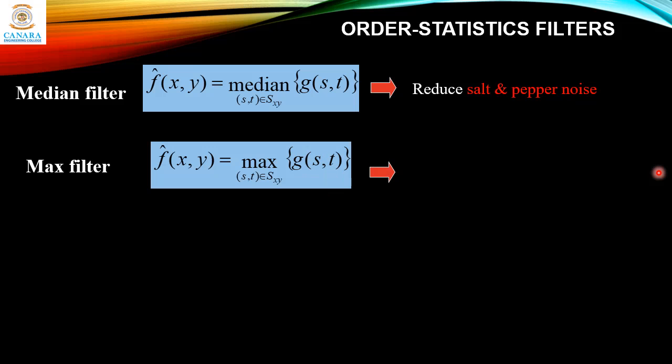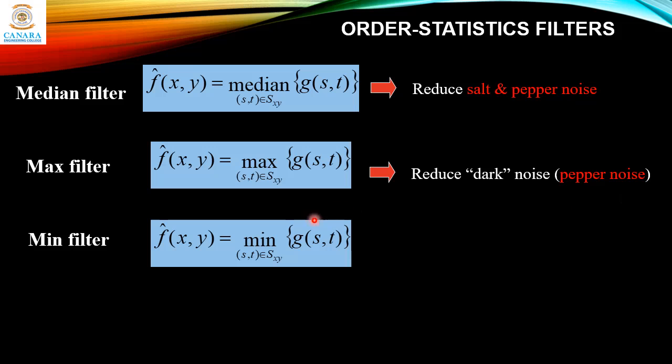As we are picking the maximum value, it eliminates the dark noise or pepper noise. It cannot get rid of the salt noise because we are picking the maximum value. Essentially, it picks the salt noise if it is present. Another modification is the minimum filter, which picks the minimum value within that sub image. Obviously, it eliminates the bright noise because we are picking the minimum value. So if there are pepper noise or dark impulses, they will be retained, but brighter noise will be eliminated.